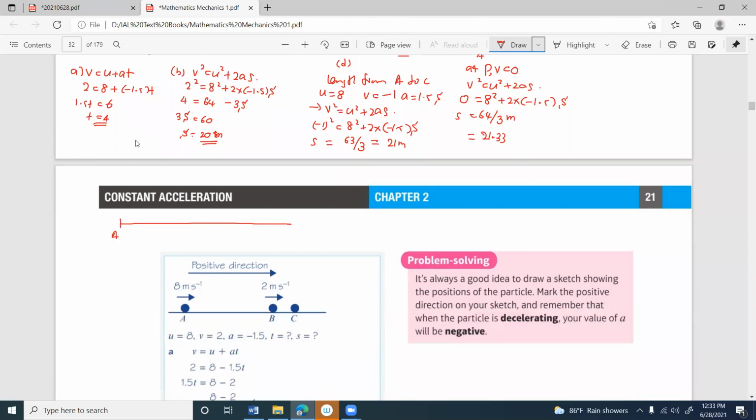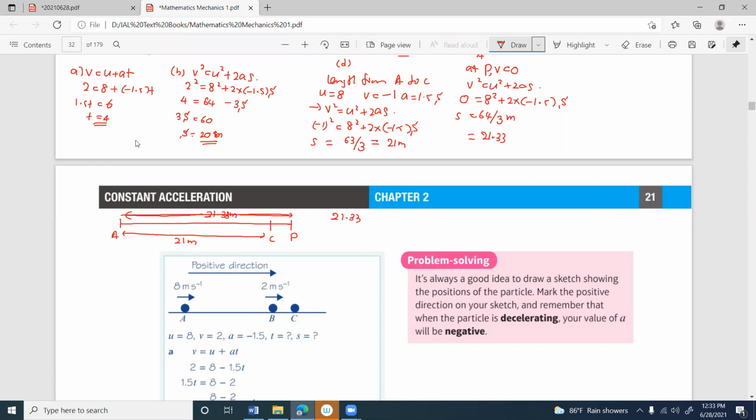A to B is 21.33 meters. A to C is 21. Now I need to find the distance traveled. They would need to find the distance. Up to here, what is the length?